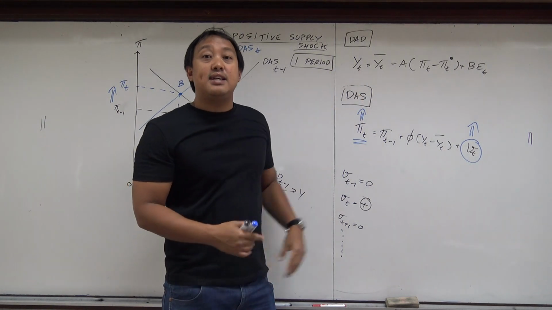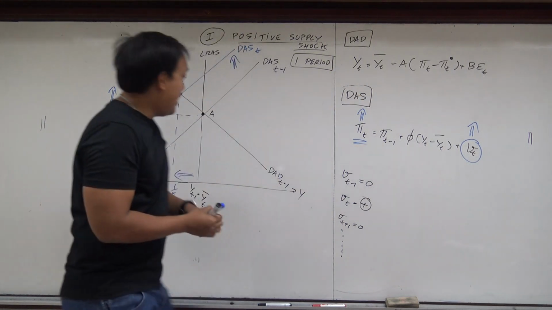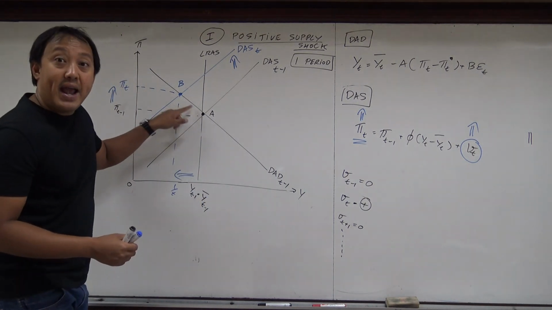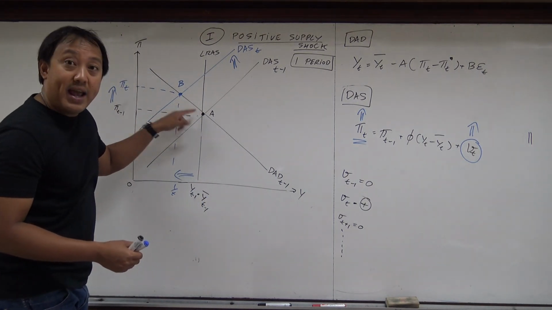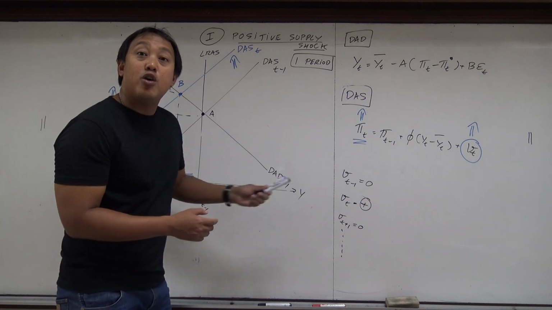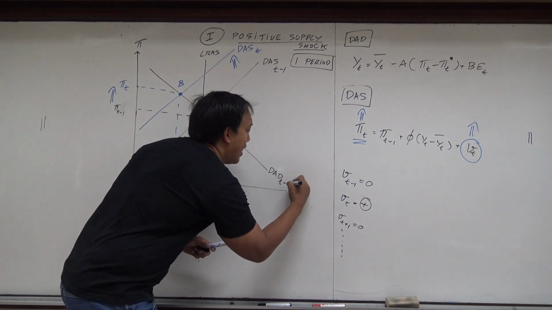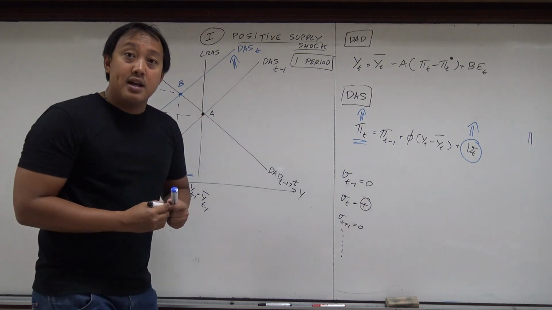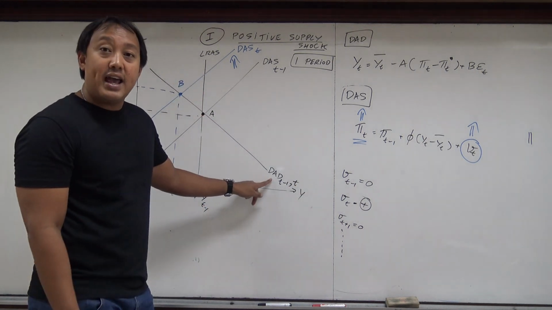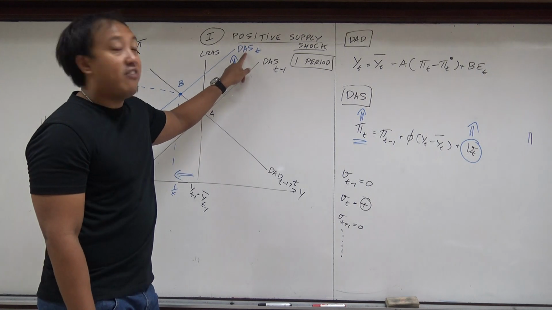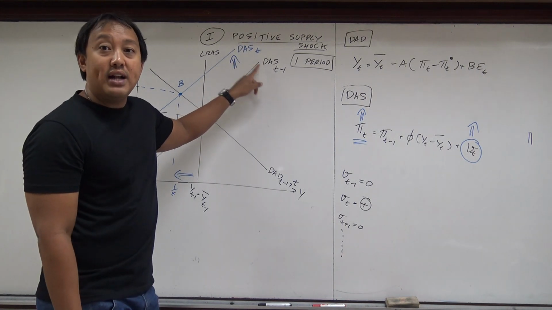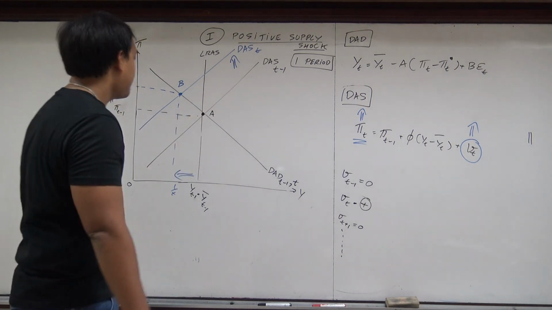So for the DAD, this is just the case of moving along the curve from A to B. The DAD curve is still the same, so I'm going to put a comma, t minus 1 and comma t. At time t, DAD is still the same. At time t, DAS shifts up from DAS t minus 1 to DAS at time t.